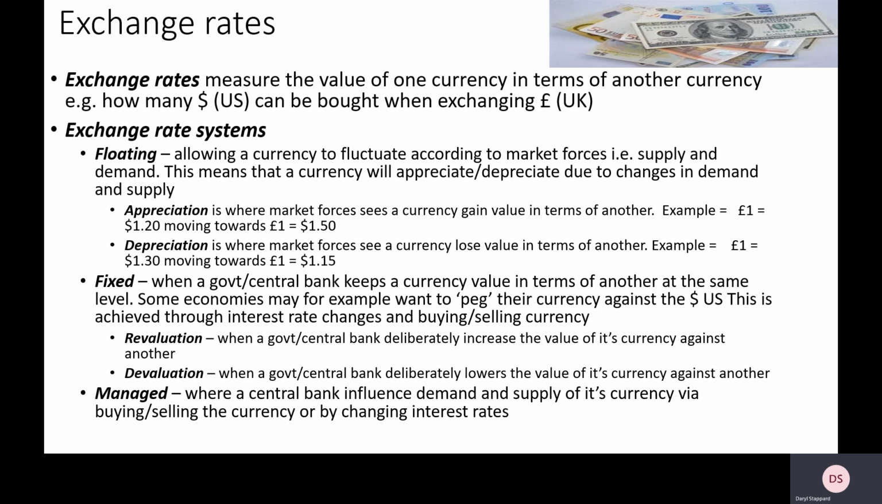So we could be fixed, we don't let it change value, but then we can fix it upwards, which would be a revaluation, or we might fix it downwards, which would be a devaluation. A final type of exchange rate system is managed, and that is where the central bank, when they use monetary policy, will potentially influence its currency value by changing interest rates or money supply. So it's where the central bank are trying to promote some level of stability with the currency. They're going to try and limit its fluctuations upwards and downwards. In other words, limit the size of the appreciation and depreciations, give the currency some level of stability.